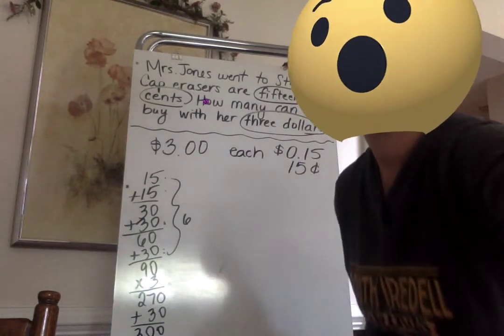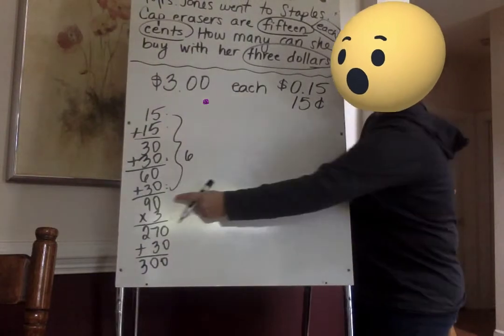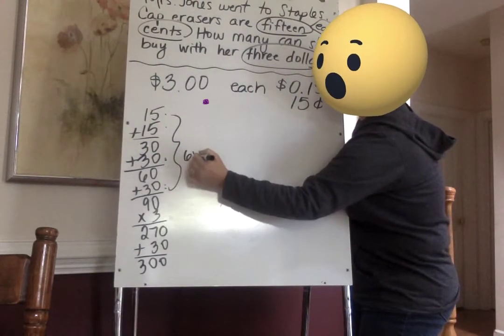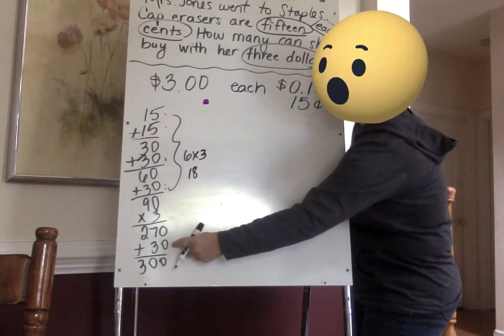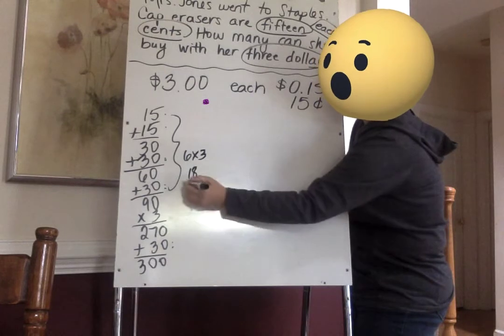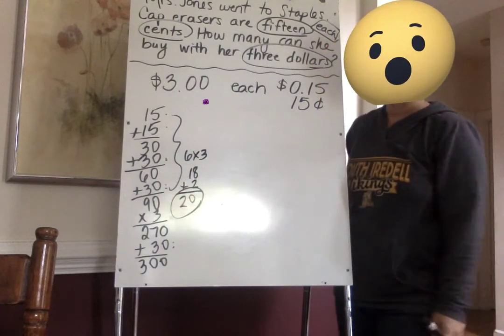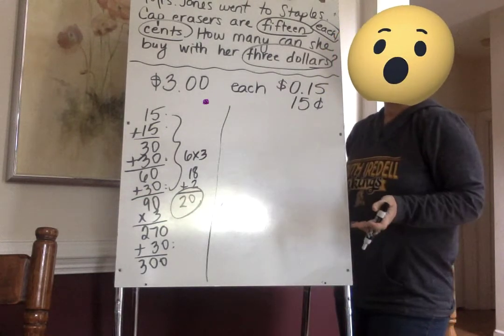Okay, so let's see how many we had. Here, I've got 90 cents, so that was 6 erasers. I did that 3 times. So I had 6 times 3, that's 18 erasers. And then I added another 30 cents, which is 2 more. So altogether, I can buy 20 erasers. Okay, that's one strategy. Let's think of another way.